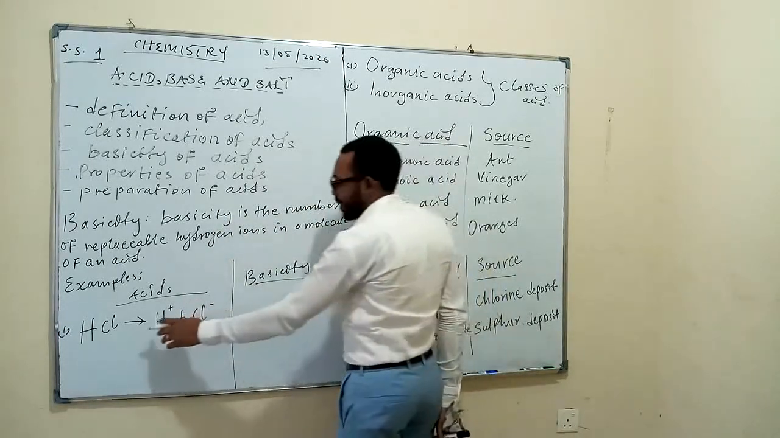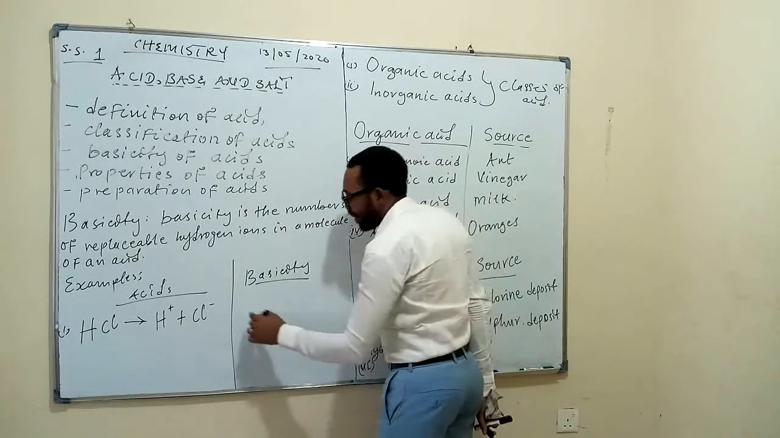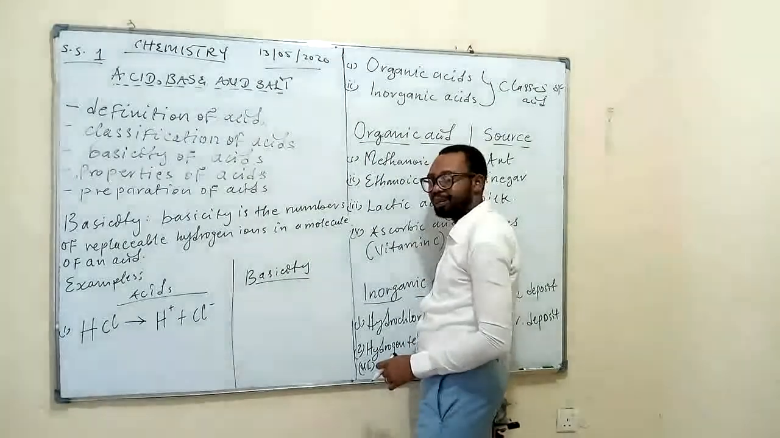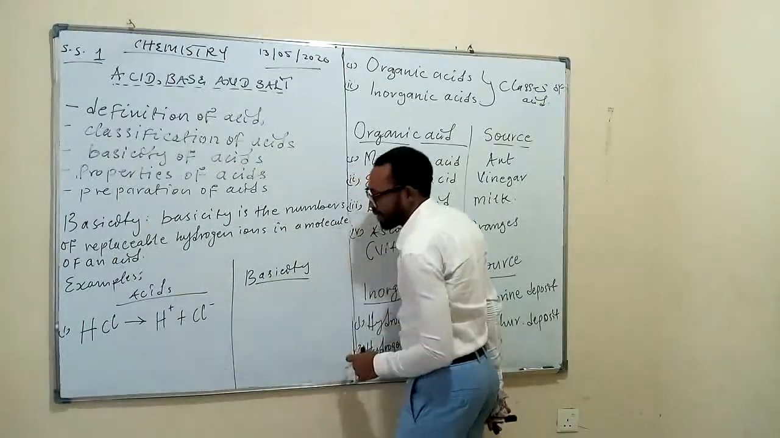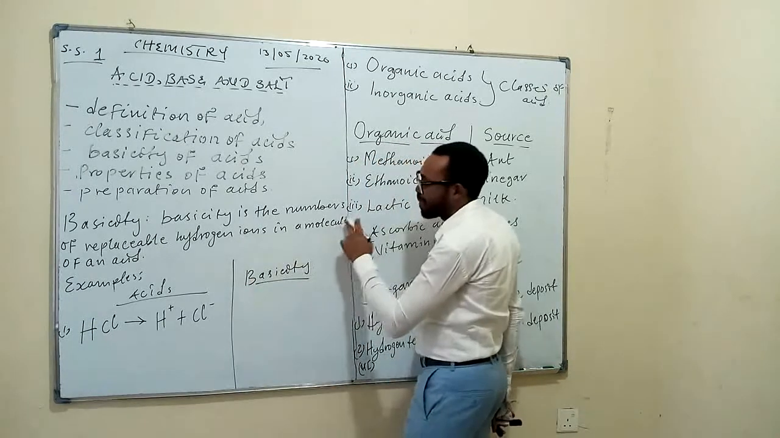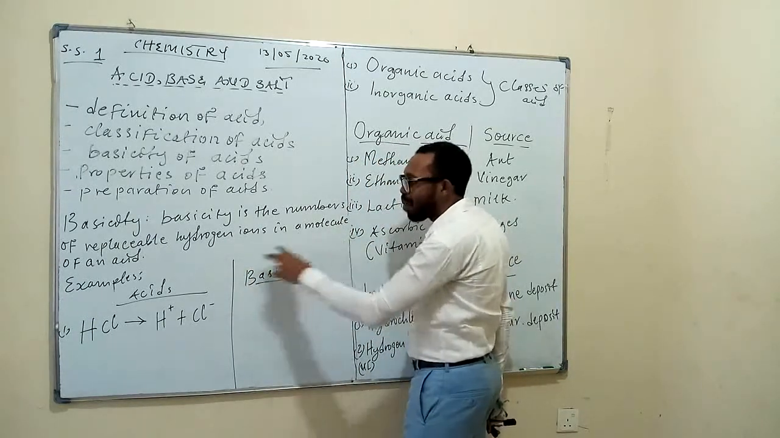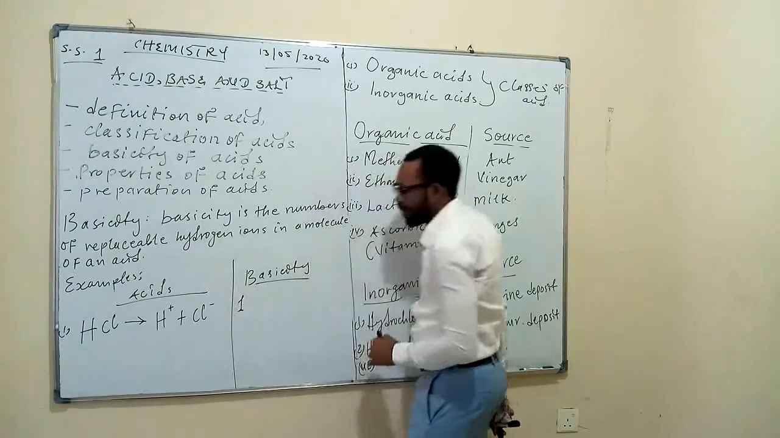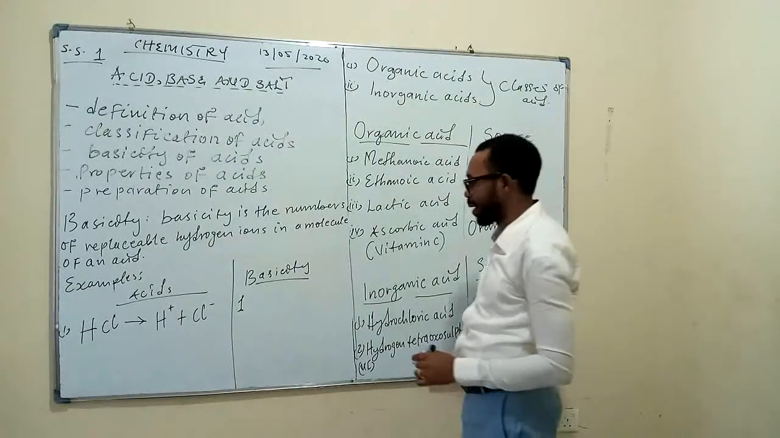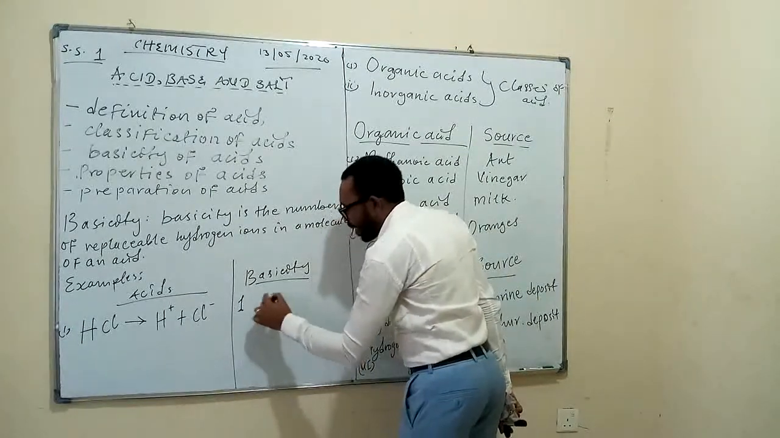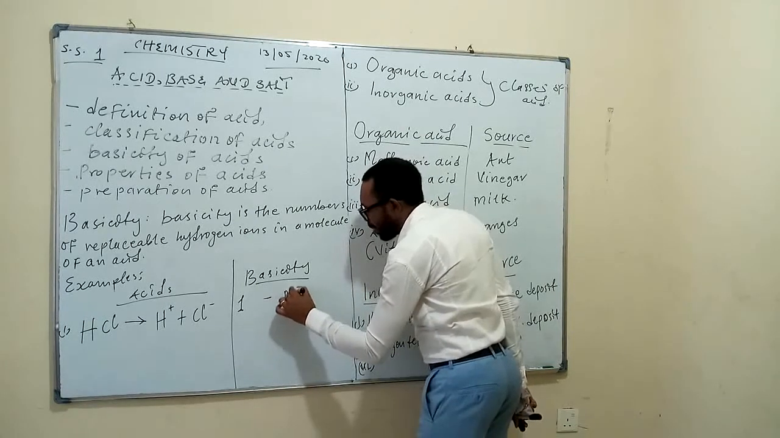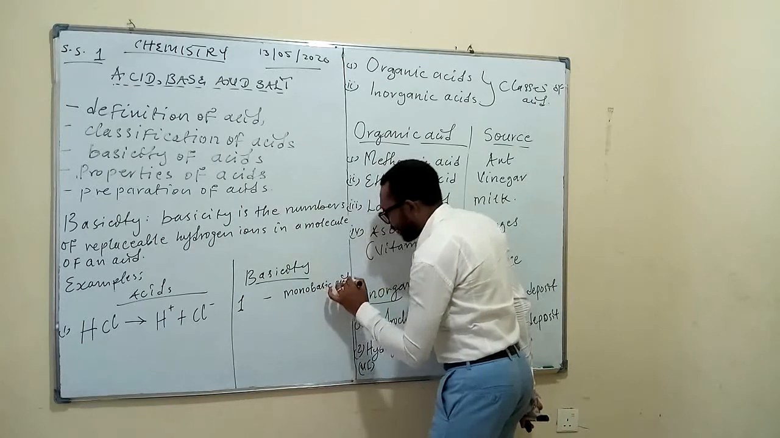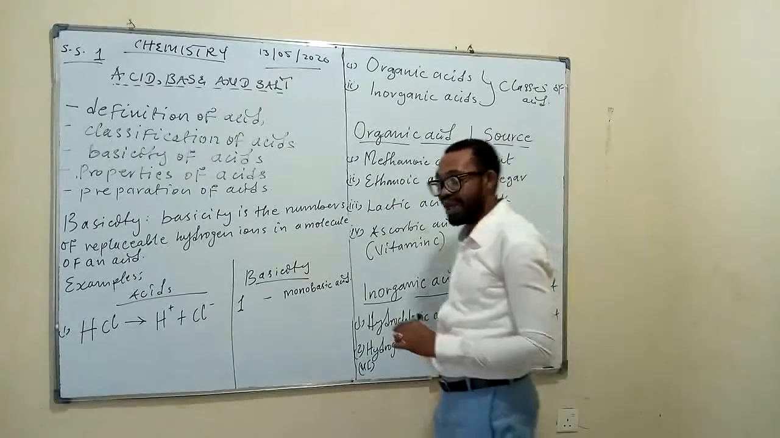Now, if it dissolves in solution, you will have hydrogen ion and the chloride ion. Now, the basicity of that acid, because we said it is the number of replaceable hydrogen ions in one molecule of the acid, becomes 1. The basicity of hydrogen chloride is 1. And because it is 1, you call it monobasic acid.